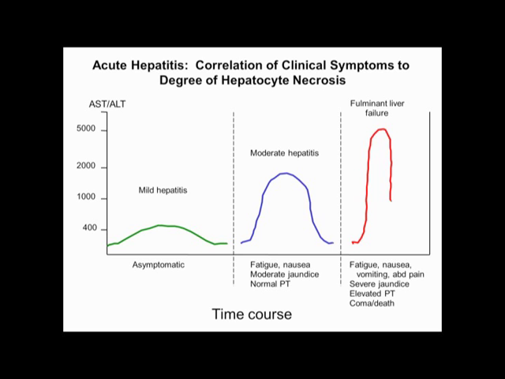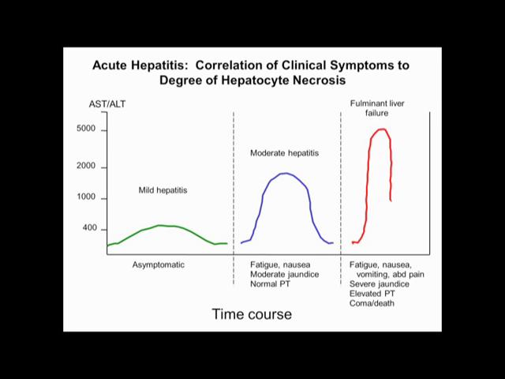In a moderate hepatitis, somebody gets some symptoms. These are going to be more the nonspecific ones, maybe a little jaundice, but the protime is normal. And you may have transaminases that are around the high hundreds, low thousands.